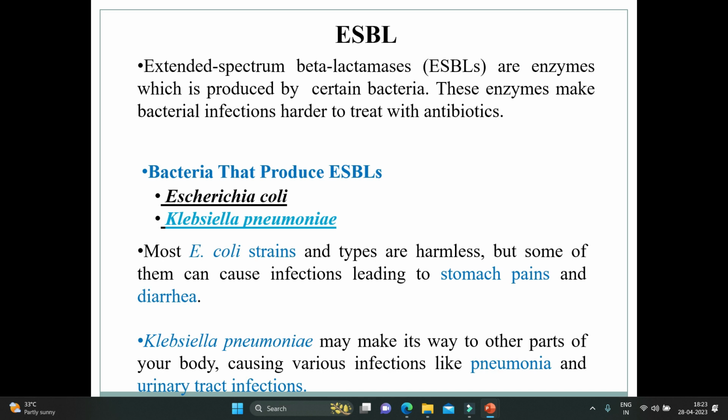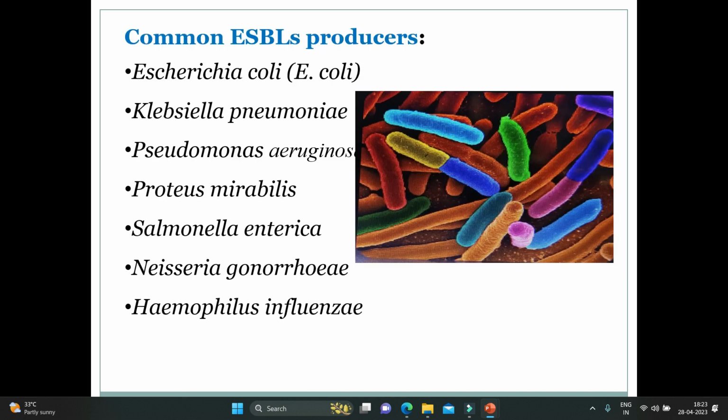So, common ESBL producers. These are the following ESBL producers: Escherichia coli, Klebsiella pneumoniae, Pseudomonas aeruginosa, Proteus mirabilis, Salmonella enterica, Neisseria gonorrhoeae, and Haemophilus influenzae, and so on.